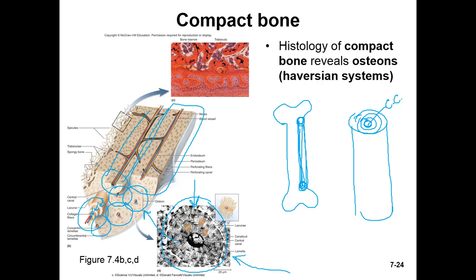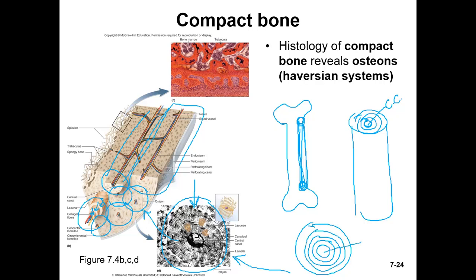So we didn't even know what we were looking at, but now we know that this is an osteon, the structural unit of the bone. In the center of the osteon, there's going to be a central canal. And then around the central canal are going to be rings of bone tissue, which, remember, is calcified or hardened matrix. That's going to be like this.